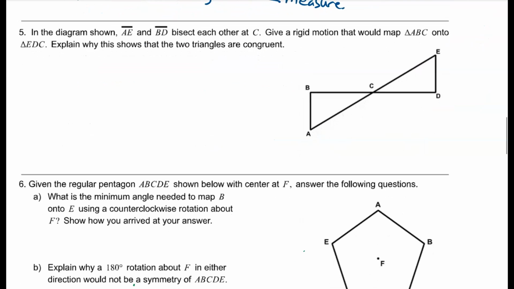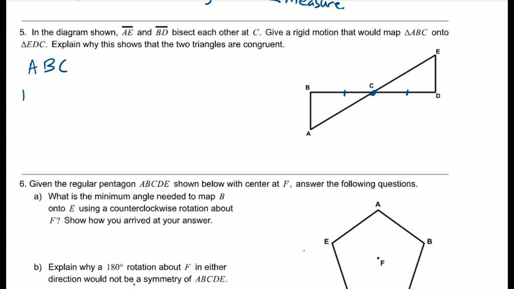In the diagram shown, AE and BD bisect each other at C. So BC is the same as CD. Give a rigid motion that would map triangle ABC onto triangle EDF. Just one thing to note is that if this is the order of the letters they're giving me, A should map onto E, B should map onto D, and C should map onto C.